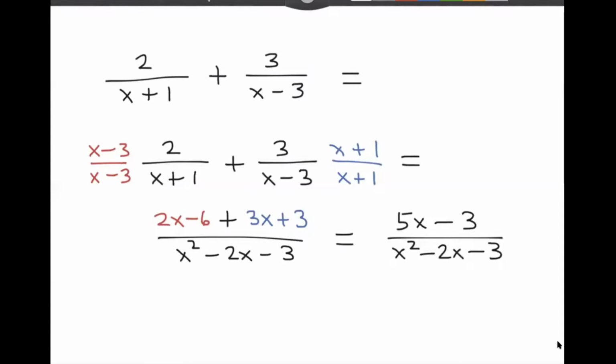all right, here's the integrand from the first example we did, 2 over x plus 1 plus 3 over x minus 3. If I add those fractions together, this is a good Math C problem. Look what it comes out to when you add those fractions together. It comes out to 5x minus 3 over x squared minus 2x minus 3. So I told you, you just did it.